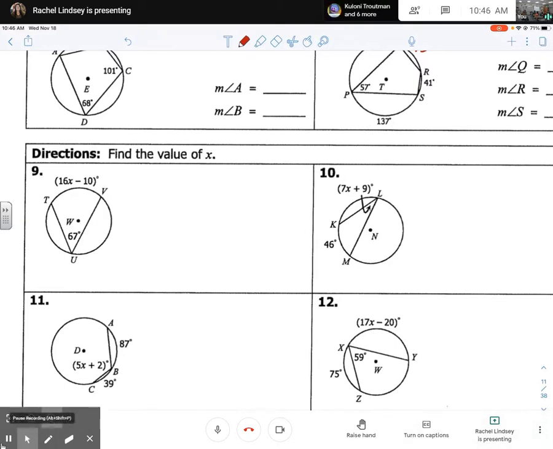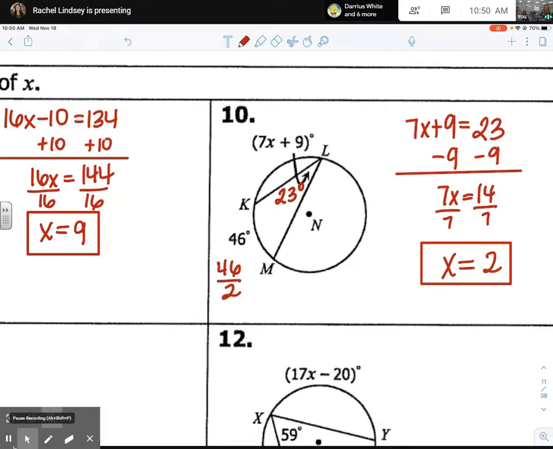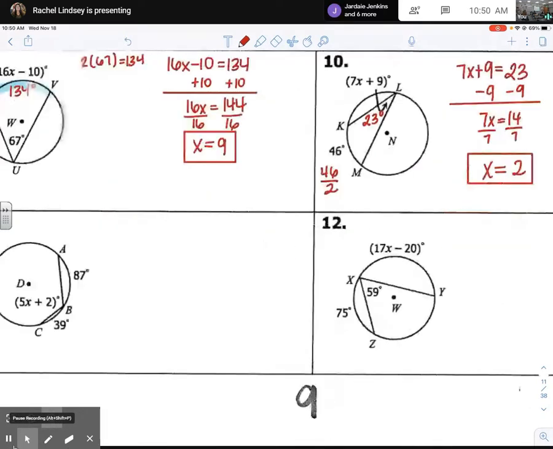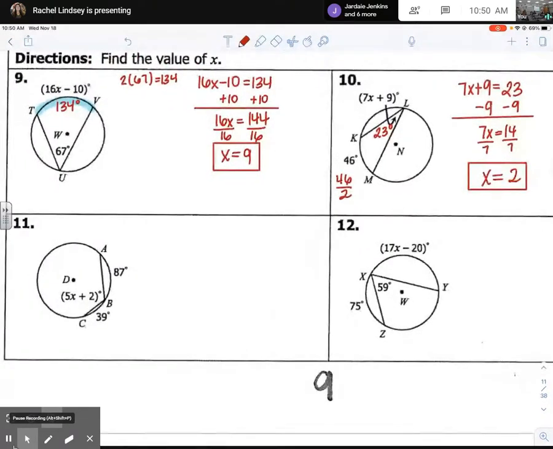Actually, I would say here, okay, now we need to find X. First, we have to know what this arc is. So I can do 360 minus 87 minus 39. So I'm just taking away the other 2 arcs to find the blue arc. So 360 minus 87 minus 39 is 234. And then 234 divided by 2 will give you that angle, which is 117. So we'll have 5x plus 2 equals 117.